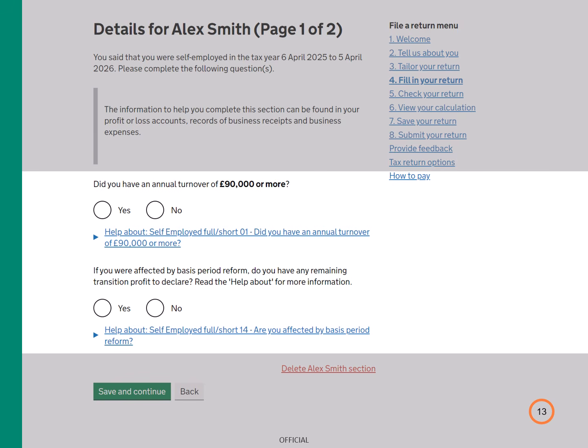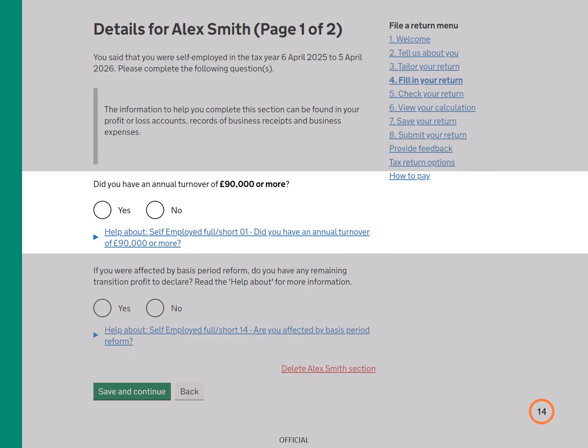There are 2 questions on this first page. If you answer yes to either of these questions, you'll need to provide a more detailed breakdown of your self-employed account. If it's no to both questions, you're given a simpler version of the self-employment section, which we'll look at today.